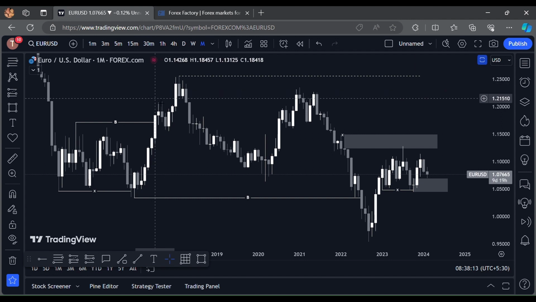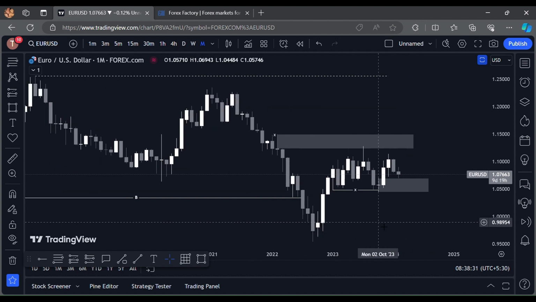So this is the monthly chart of Euro USD. The price was having equal lows. The price swept these equal lows and broke this high. This gave us a strong low. The price reacted from this strong low but couldn't break this high. Rather, it broke the strong low. This gave us a bearish bias into the monthly time frame.